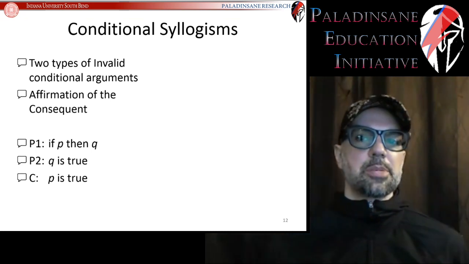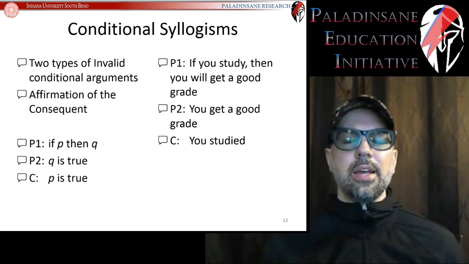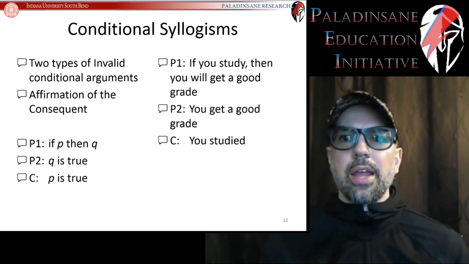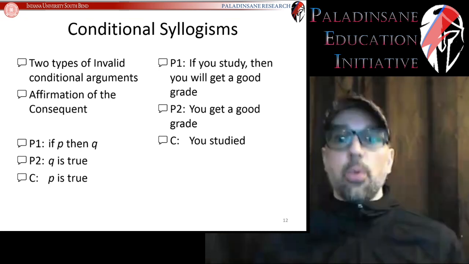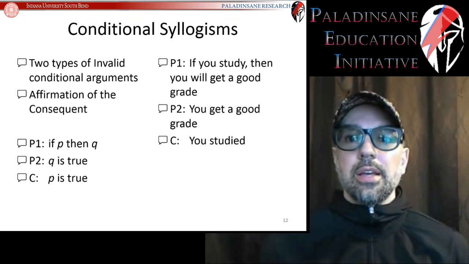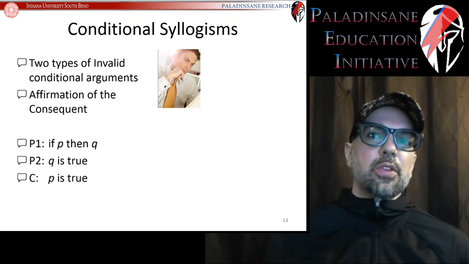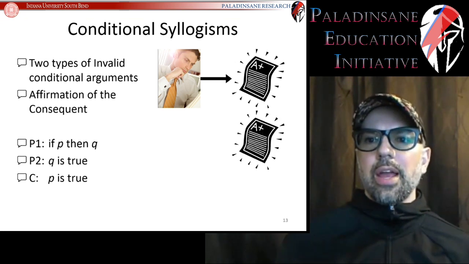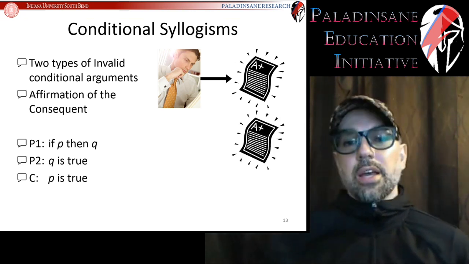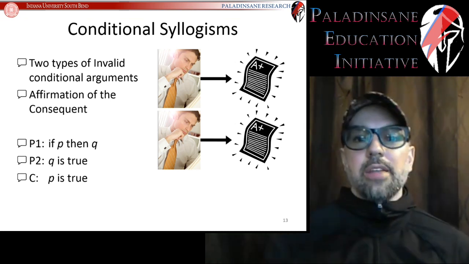So those two premises don't lock in and guarantee that the P portion of our conditional syllogism is going to be true. So let's put some context to this. Premise number 1, if you study, then you will get a good grade. Premise number 2, you get a good grade. We want to conclude as human beings, you know what? You must have studied. If you study, then you'll get a good grade. Here you are with a good grade. You must have studied. And as we saw last lecture, that's not the case. Because even if the rule is, if you study, you will get a good grade, just because you got a good grade does not mean that you studied. Because you might have studied, that's one possibility why you got a good grade, but you might have done something else.